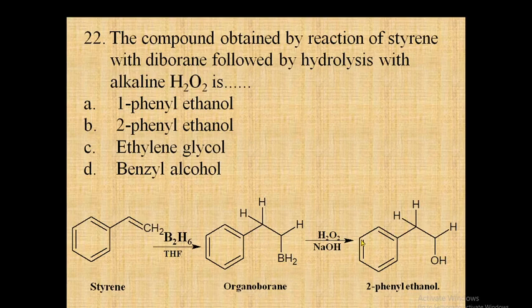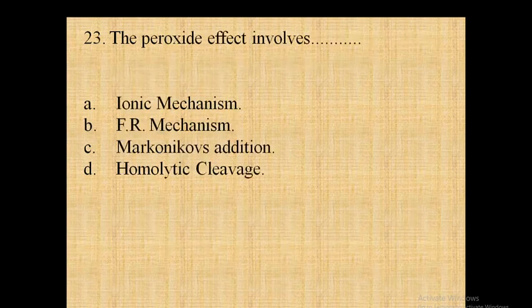This organoborane compound is then oxidized or hydrolyzed, we can say. In presence of alkaline medium, this carbon-boron bond is cleaved to form the alcohol, and the name of the product is 2-phenylethanol. So option B will be the correct answer. The peroxide effect, we have already seen this in the points to remember, involves a free radical mechanism.